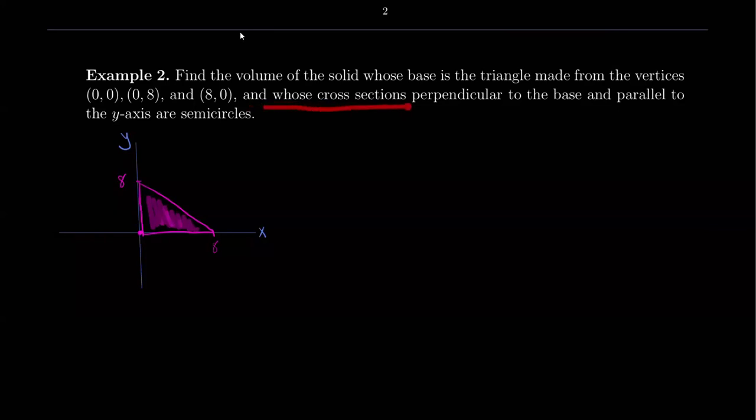The cross sections are perpendicular to the base. When I say perpendicular to the base, I just mean popping out of the screen at you, and parallel to the y-axis. So each one of those slices is parallel to the y-axis. And each one of those is going to be popping out as a semicircle. You have to imagine that popping out of the screen at you. I'm not a great artist, so I'm going to ignore that drawing. And those are semicircles.